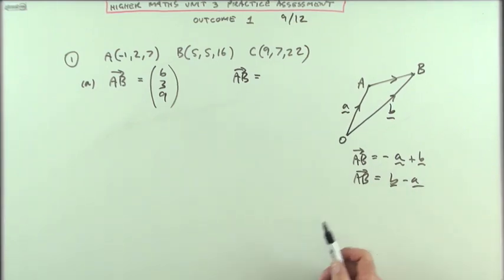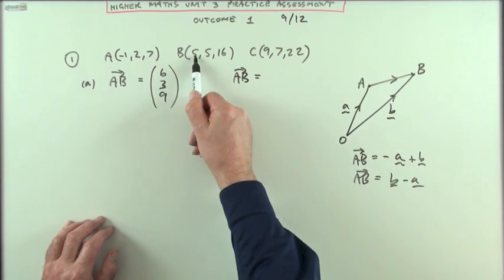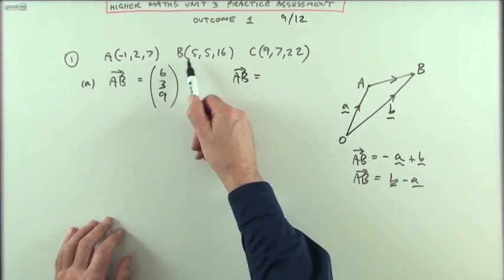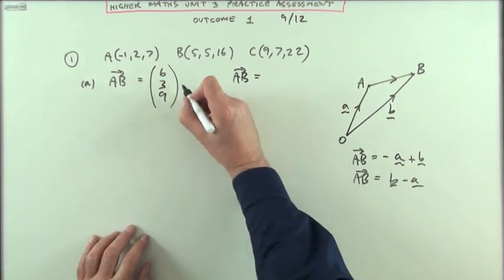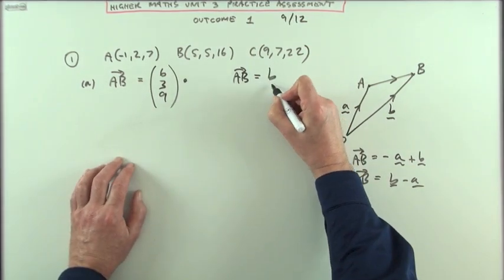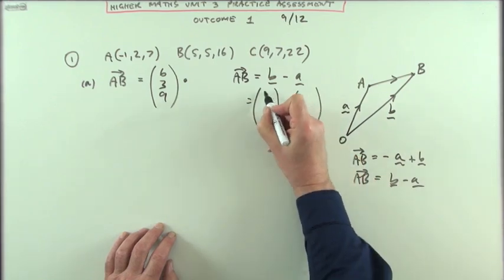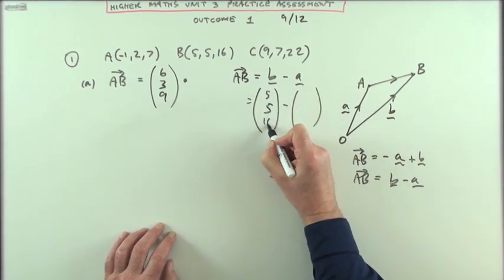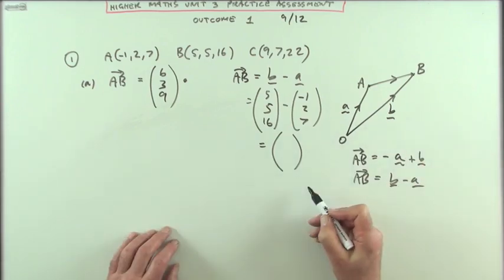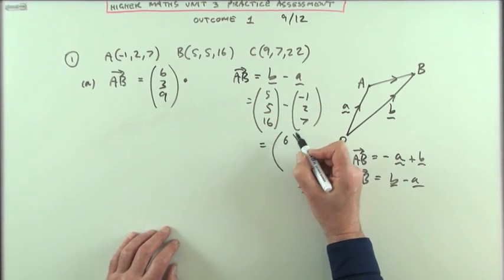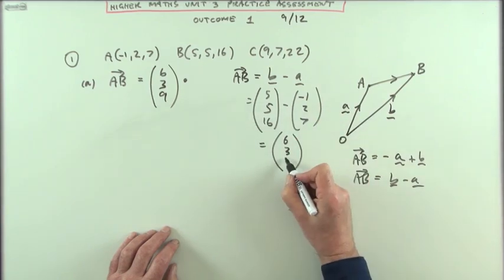Although that's obvious, it's fairly trivial that it must be b minus a, because what are the moves required? It's this number, take away that number to find how far I moved in that direction. So as an alternative to just stating that for the first mark, you may wish to write b minus a, and then put in the components. (5, 5, 16) take away (-1, 2, 7). To arrive obviously at the exact same answer, 5 take away -1 is 6, because there's 6 units from -1 to 5. 5 take away 2 is 3, 16 take away 7 is 9.